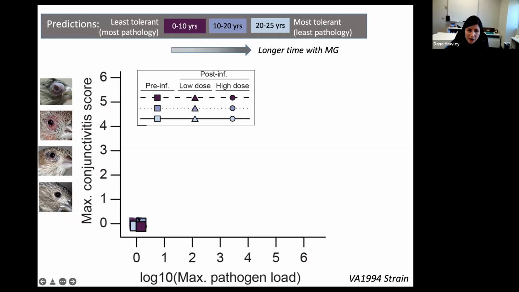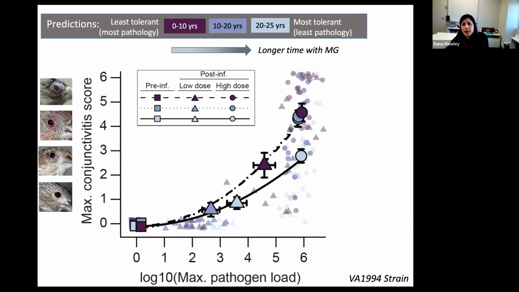And you're going to, for each of these, see the individual birds kind of blurred behind the average data points. There are actually error bars on here, but because no individuals had any load or score, you just can't see those error bars. But now I'm going to show you the data for post-infection, both of the low dose in the triangles and the high dose infections in the circles. I know there's a lot going on here, so I just want to first direct your attention to the circles over on the right. These are the data for our high dose infections across birds from these different populations.